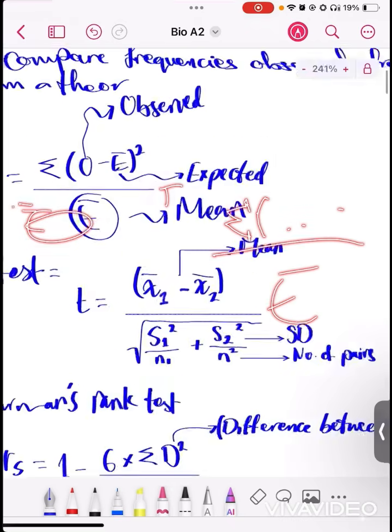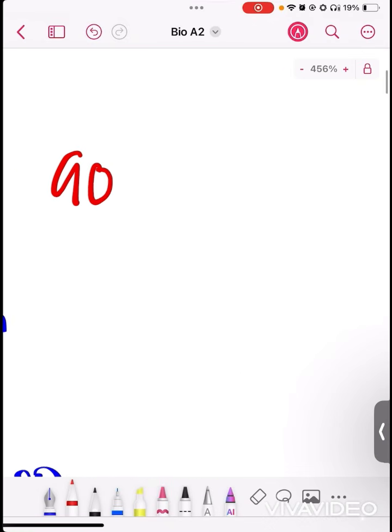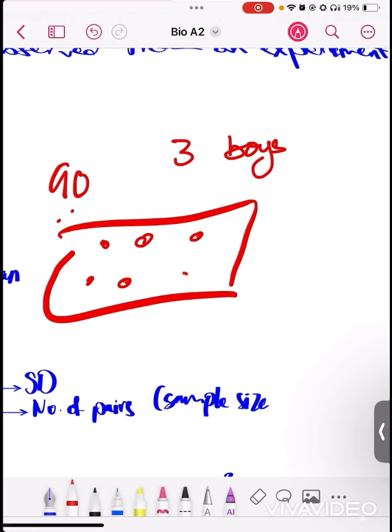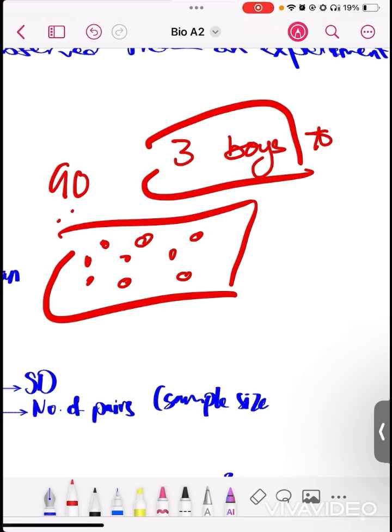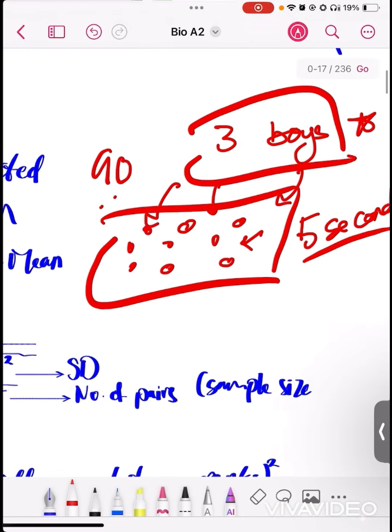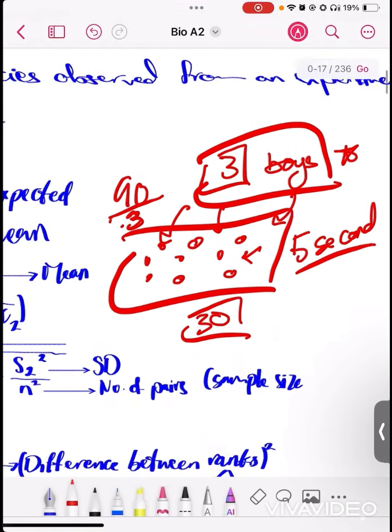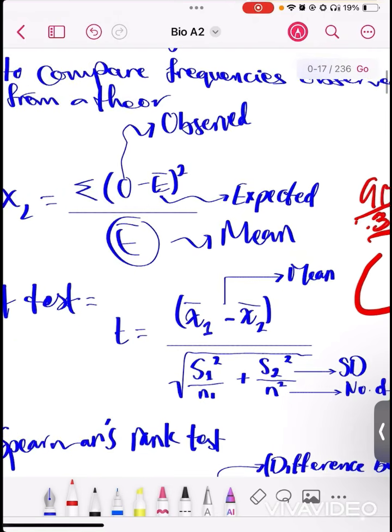Expected here is the mean. Meaning that if, for example, I have 90 balls and there are 3 boys, here I have 90 balls randomly placed on a table, and I have unleashed 3 boys, and they have only 5 seconds to collect as many of these balls as they can. So the mean, or the expected, would be that each would get an equal number of balls. For example, it's going to be 30 for each boy. However, the observed can be different, and that's how it works.